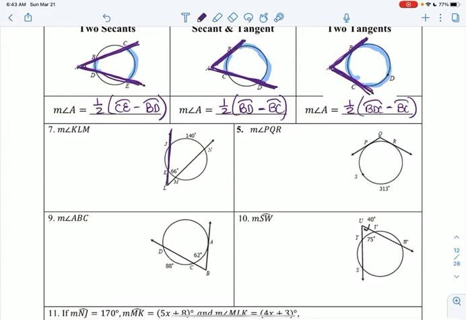So I want to find angle KLM. All I'm going to do is 1/2 of the difference of the arcs. The bigger arc, which is 140, minus the smaller arc, which is 66. And that gives me 37. So I got these two right here.